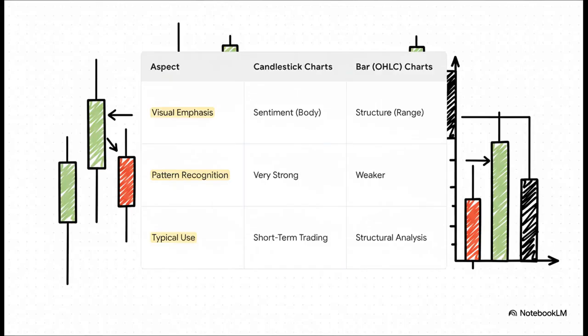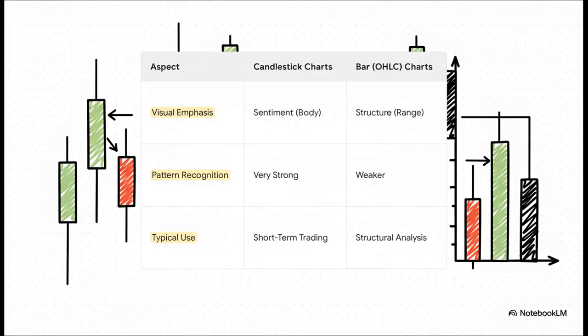Let's break this down in a really practical way. With candlesticks, just look at that visual emphasis row. Your brain is basically hardwired to react to the color. Green means go, red means stop. It's primal. This makes spotting famous sentiment patterns like a hammer or an engulfing pattern almost instantaneous. Bar charts, though, they strip away that immediate emotional cue. Your eyes are drawn more to the overall range, the volatility, and how the closes are lining up over time.